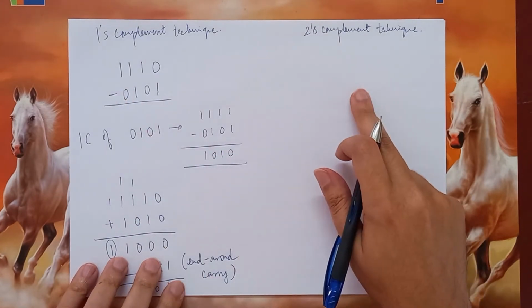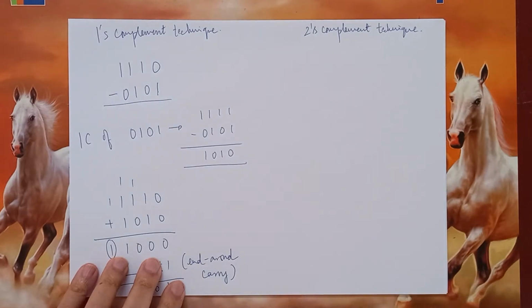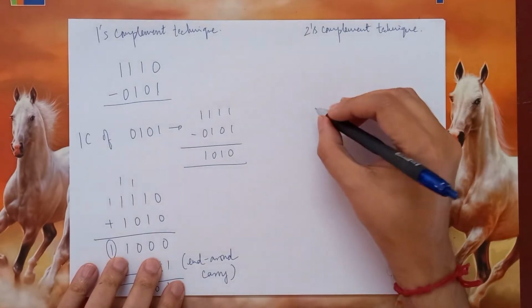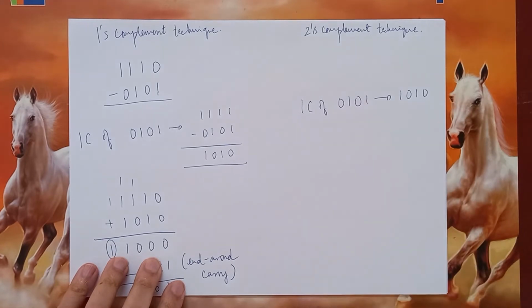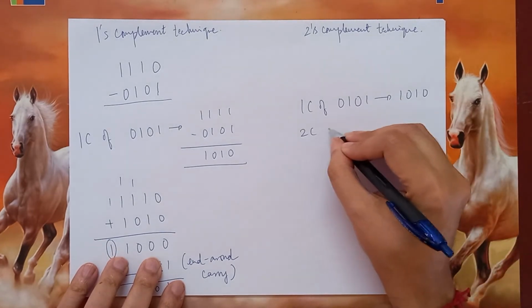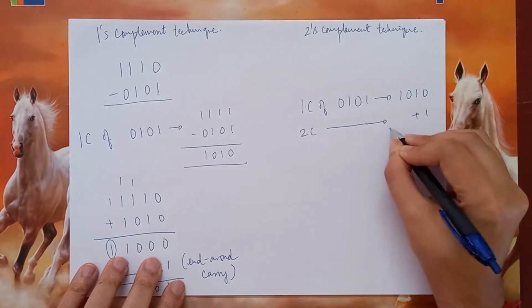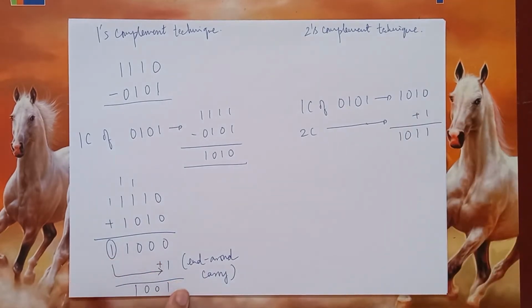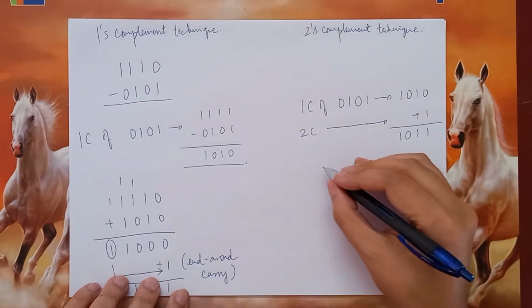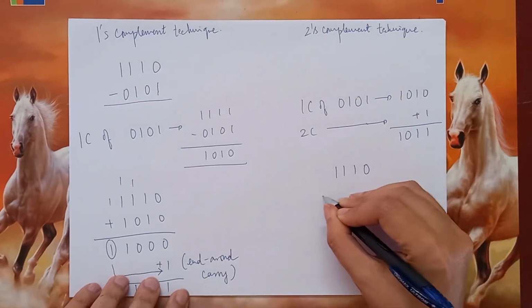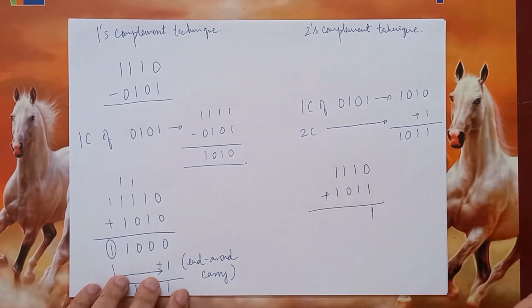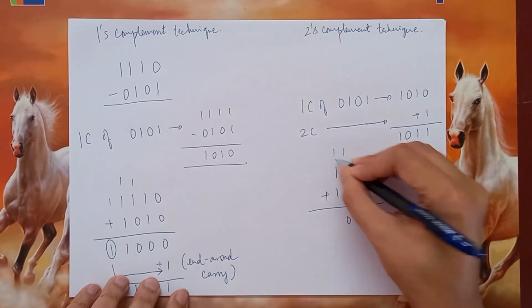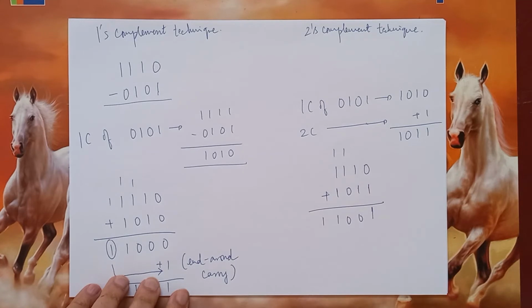In 2's complement, we first calculate the 1's complement and then add a 1 to it. So 1C of 0101 is nothing but 1010. Just replace the zeros with 1's and 1's with zeros. So 2C of this number would be this plus 1, which is 1011. So again, add it to the first number, 1110 plus 1011. This is 0 with a carry of 1, 0 with a carry of 1, 1 with a carry of 1. So in case of 2's complement, we will just ignore this, and this is the answer.